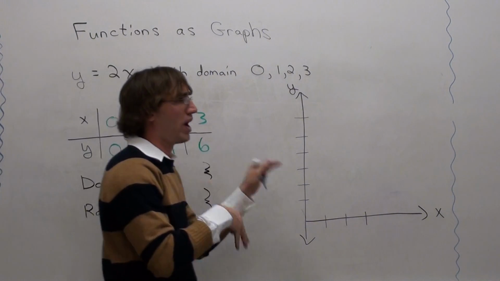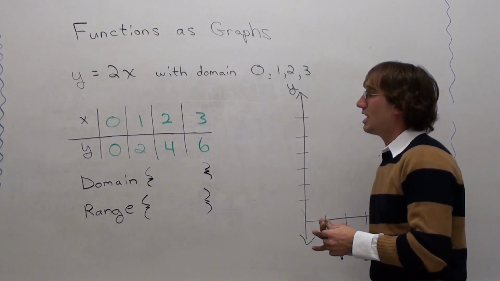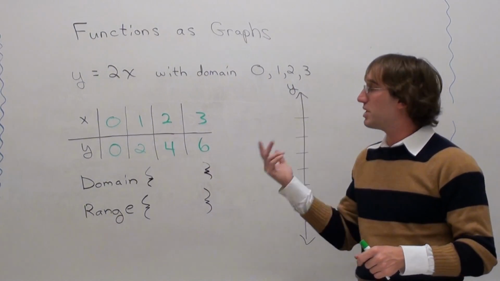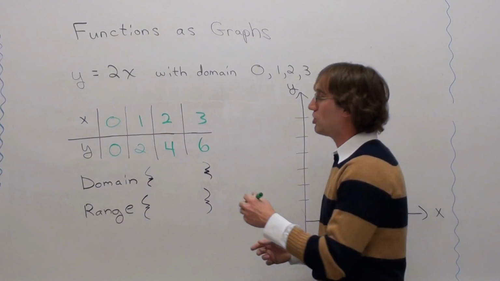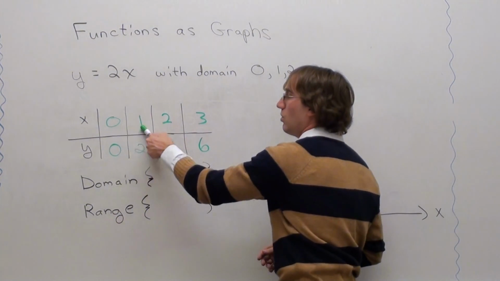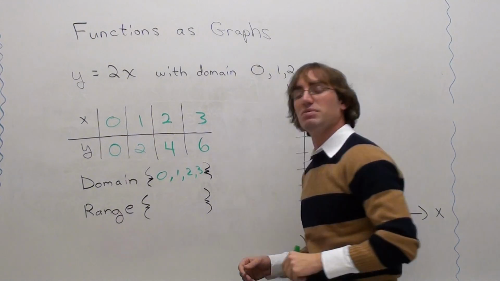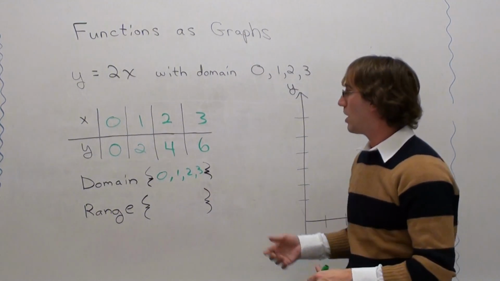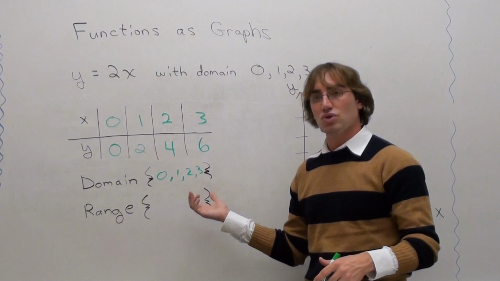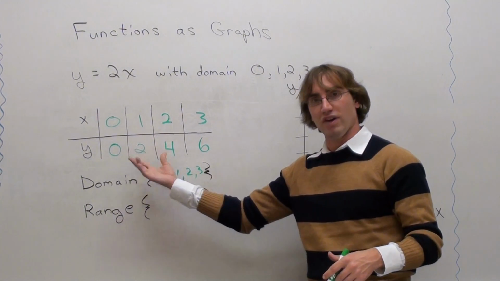Now before we get to the graph, let's write down what the domain and range is for this particular function. My domain is my x values, that's 0, 1, 2, and 3. Put commas in between all of them to differentiate. What are my y values, or what's my range? My y values.